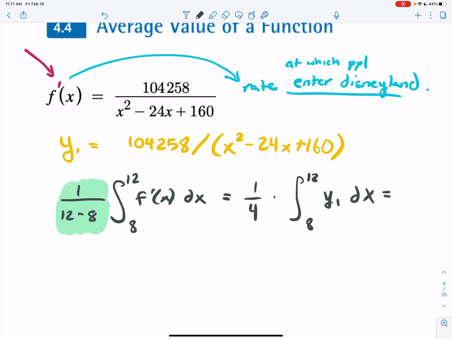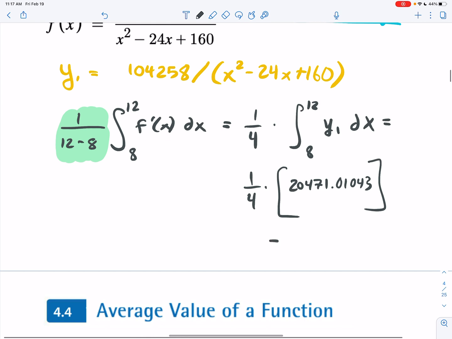Okay, so I'm actually going to break this up into pieces here. So that's 1/4. This right here comes out to 20,471.01043-ish. And then that comes out to 5,117.753. This right here is your average value. Okay? What the heck does that mean?